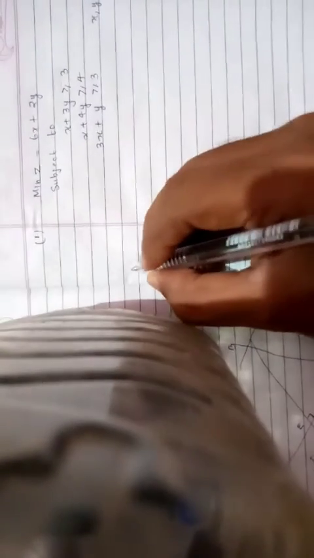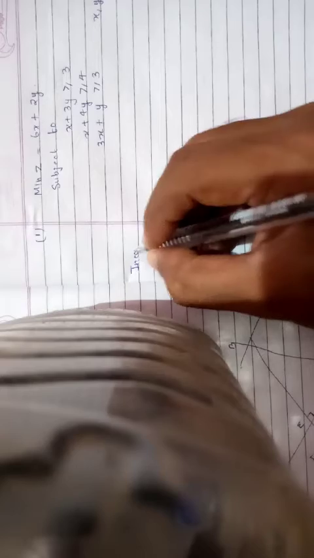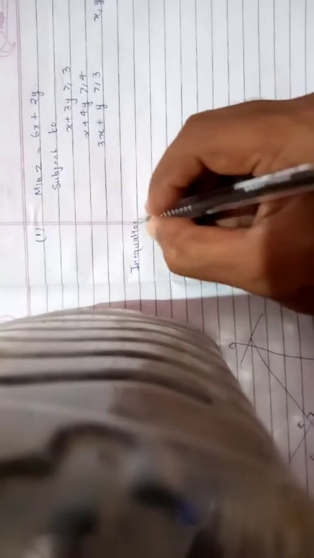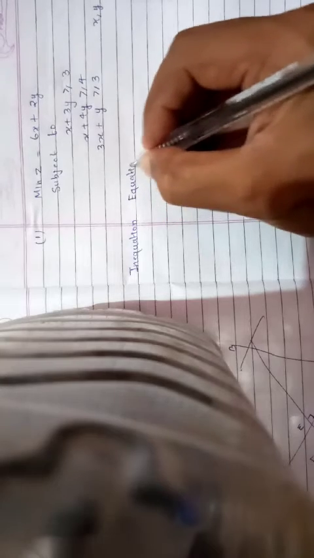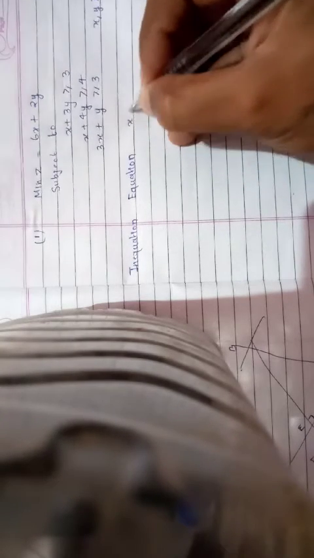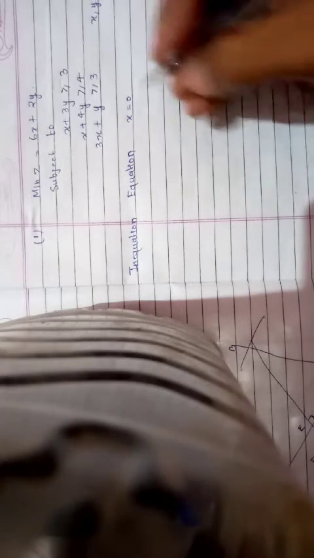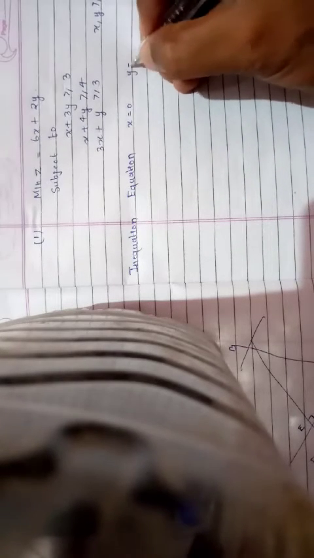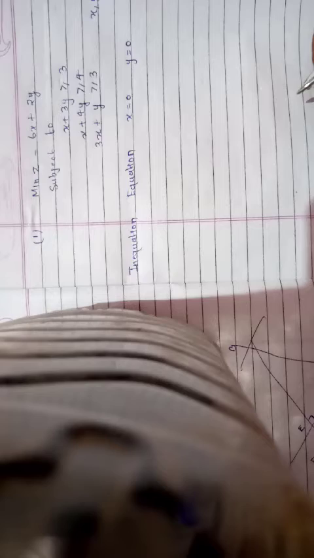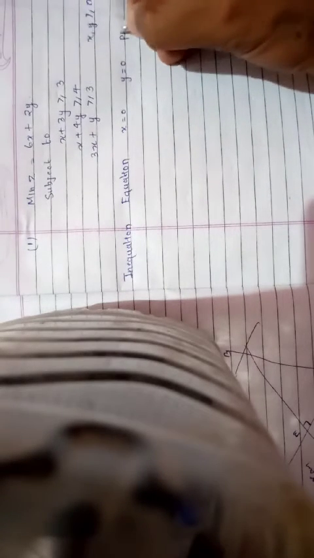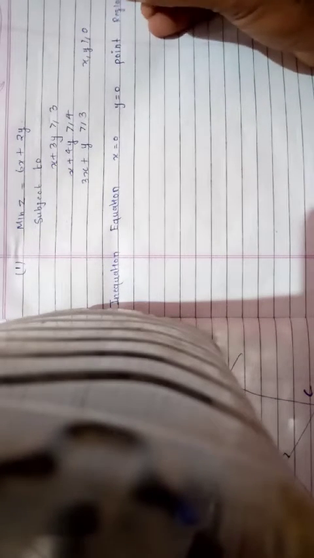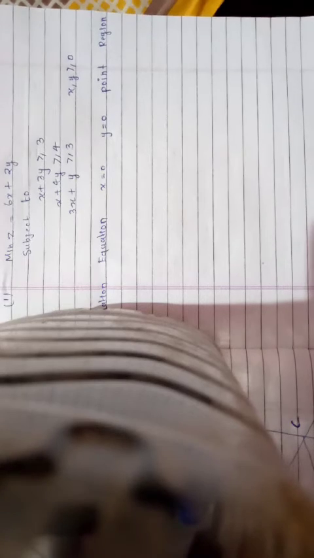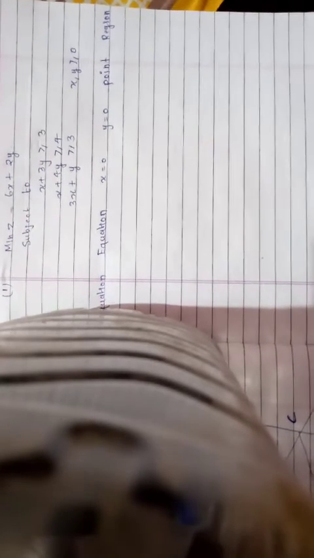So you will first write the equation, then you will write x is equal to 0, that means here we will substitute x is equal to 0. Then you will write y is equal to 0. Then you will write the points. Then you will write the region, where the region will come, that means away from the origin or toward the origin.